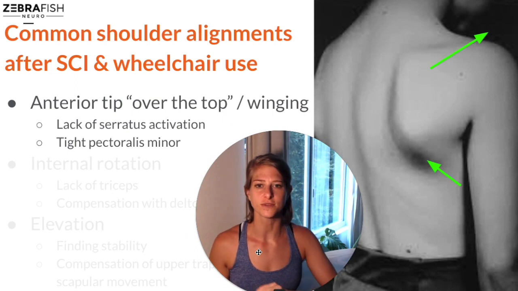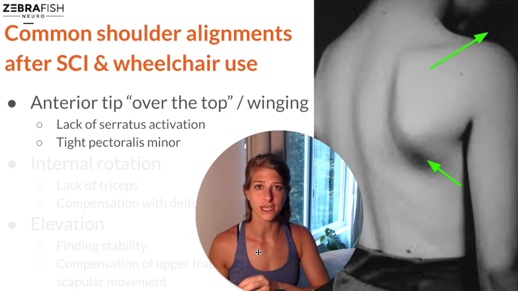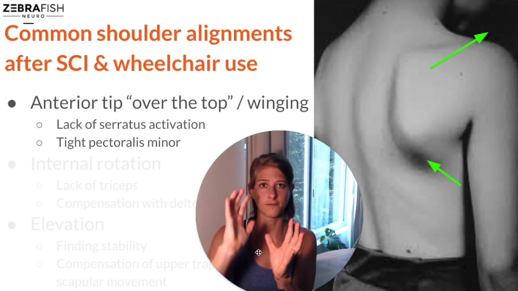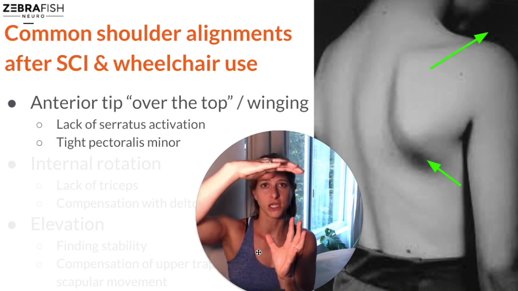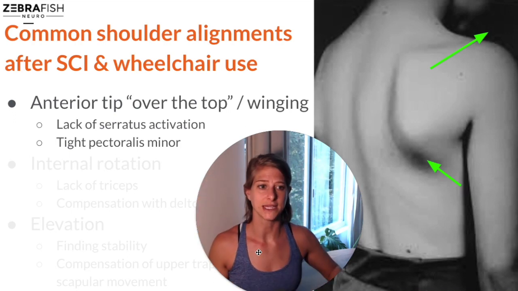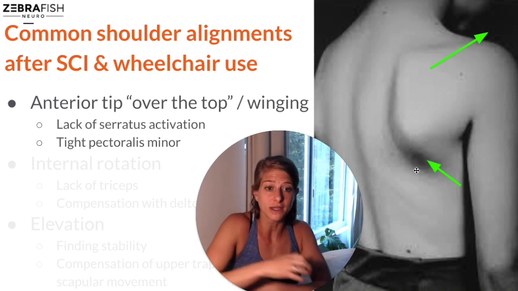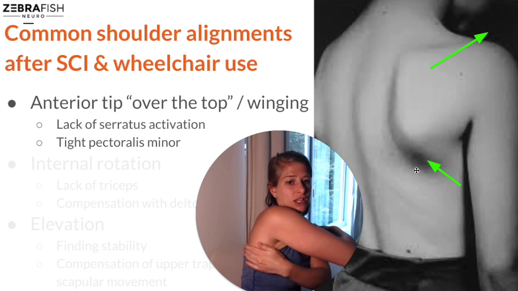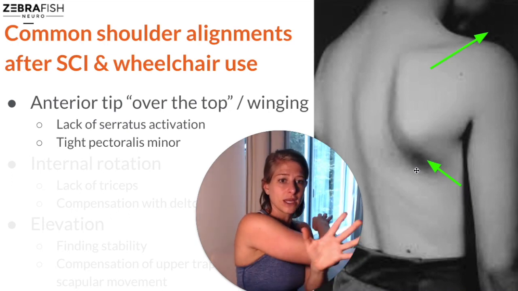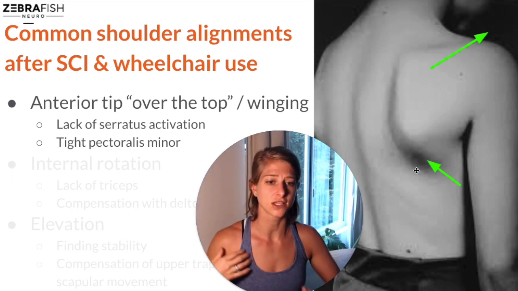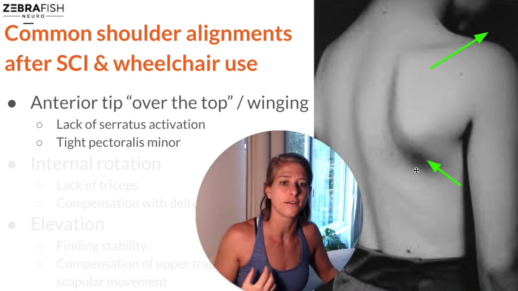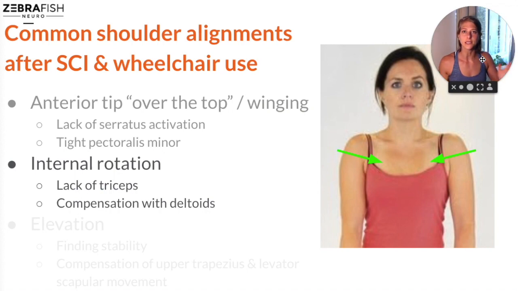All right, so the first one is the anterior tip, or over the top, or scapular winging as sometimes people call it. Basically, the shoulder blade sort of draws over the top of the rib cage, and you might get this because you aren't having that armpit muscle pulling the tip of that shoulder blade down. So remember, if you felt on your shoulder blade, basically you need this muscle to keep the tip of the shoulder blade down on your back. All right, this can also happen when the front part of your shoulder is really tight and it's just pulling everything forward.